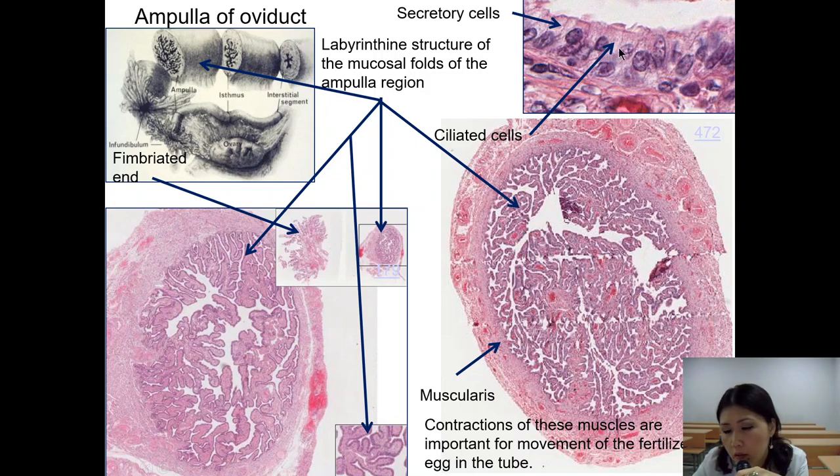In the mucosa layer, there is ciliated columnar epithelium, with secretory cells and ciliated cells. Secretory cells secrete mucin. The main function of ciliated cells is the movement of the egg through the tube to the uterus. And the contraction of the muscularis is important for movement of the fertilized egg in the tube also.